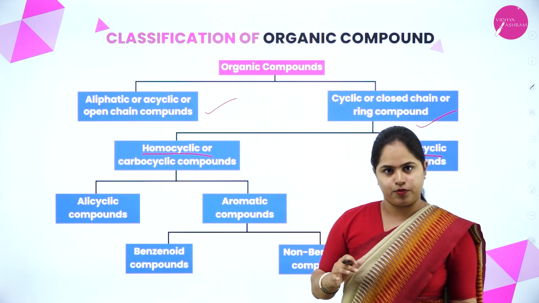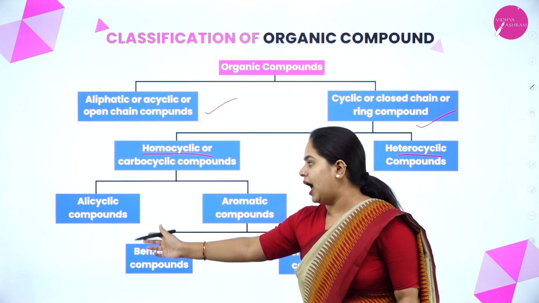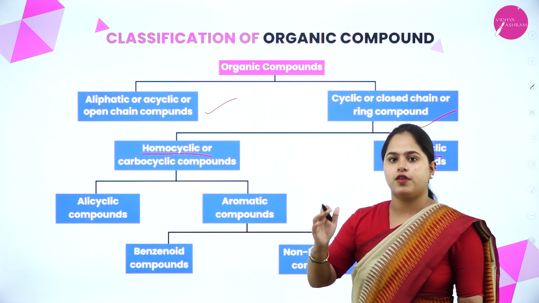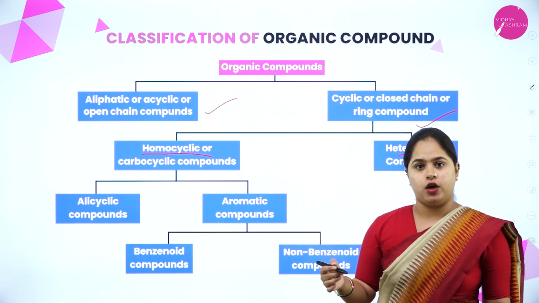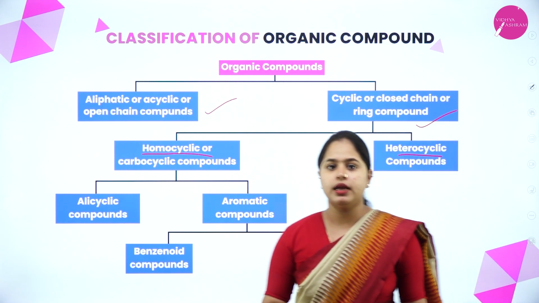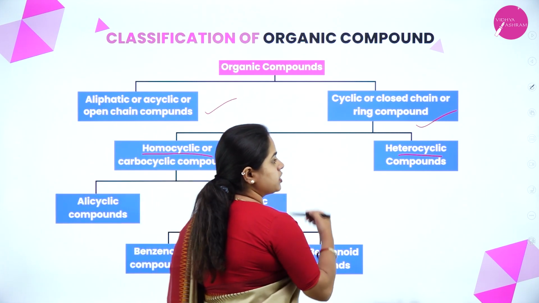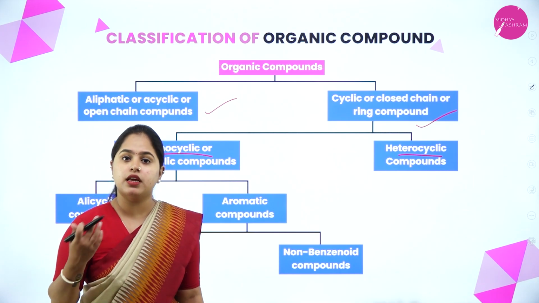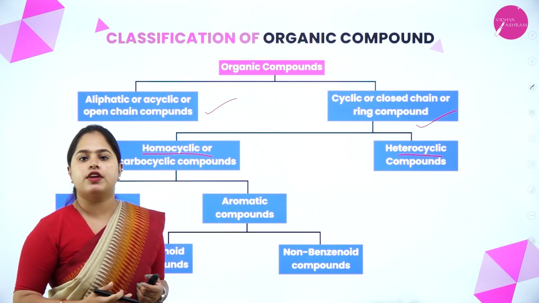That is homocyclic. Now the homocyclic is further classified into alicyclic compounds and aromatic compounds. In detail about all of these groups we are going to study now. Now this aromatic compounds are further classified into benzenoid and non-benzenoid compounds, right? And then there was one more classification, homocyclic and heterocyclic. So what will be heterocyclic compounds then? There will be more than one type of atom present. Not all will be carbon, there will be other atoms present in the ring as well. So this is the classification of organic compounds.